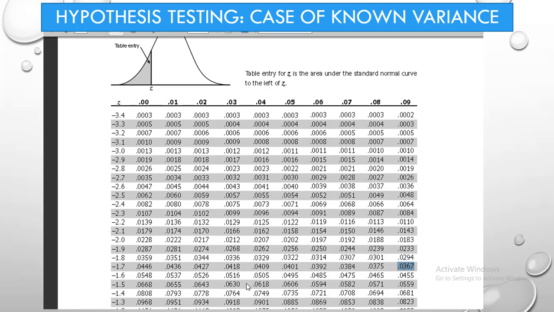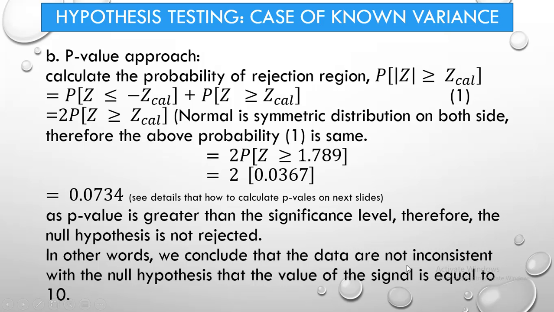So this is the probability for minus 1.789. You can put here, if you want to calculate for the left side like I did, probability of z less than or equal to minus 1.79. I did that. So this will give you this probability, which is greater than the significance level. So if the value is greater than the significance level, then we do not reject the null hypothesis.